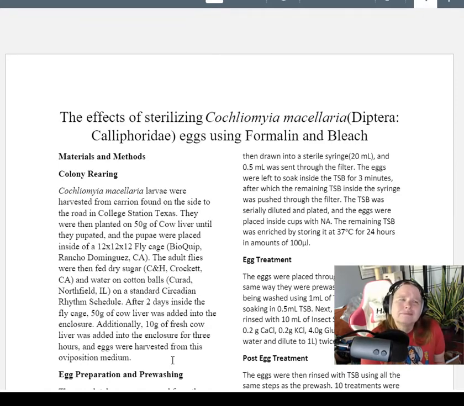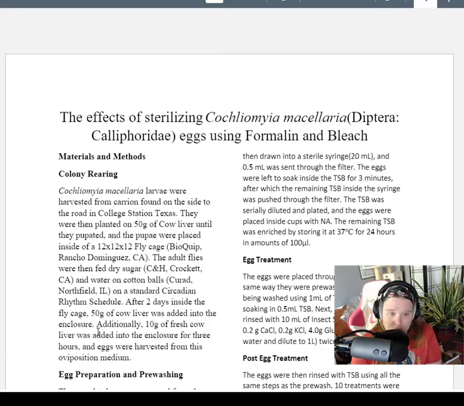After 48 hours inside the fly cage, first off, that's a little ham-handed the way that you wrote that. You already said they're in the cage. You could just say after 48 hours, 50 grams of liver was presented. And so get rid of sort of like added into the enclosure. That's redundant, because you literally just said fly cage. So after 48 hours, 50 grams of liver was presented to the flies, and this was specifically as a protein meal, right? So you say as a protein meal, and then however long afterwards, an additional 10 grams was added for oviposition.